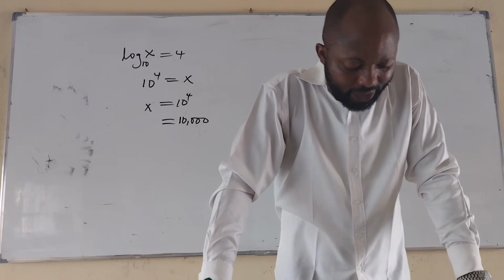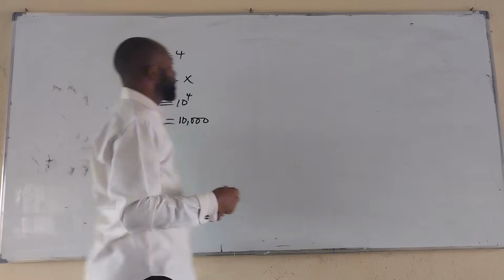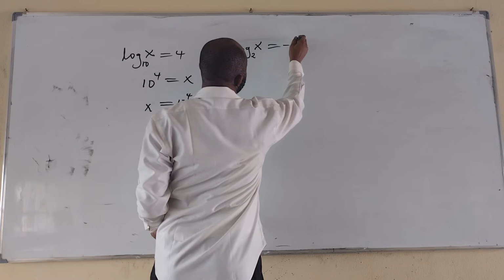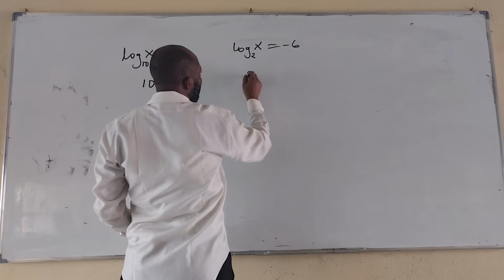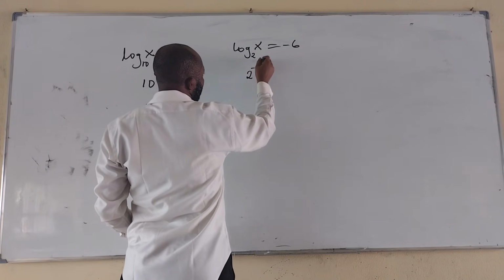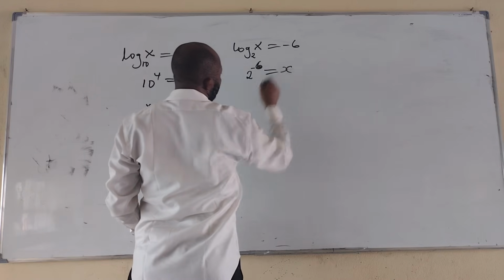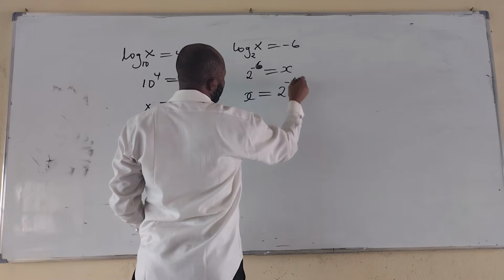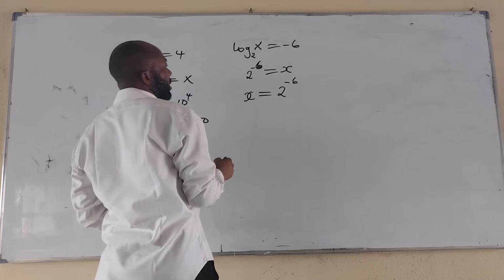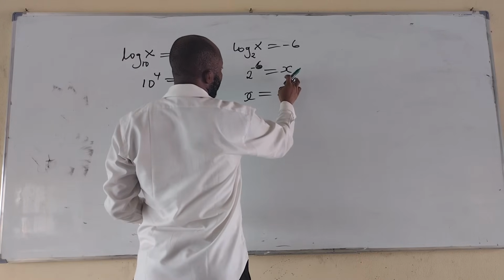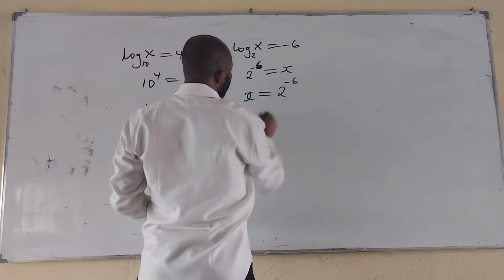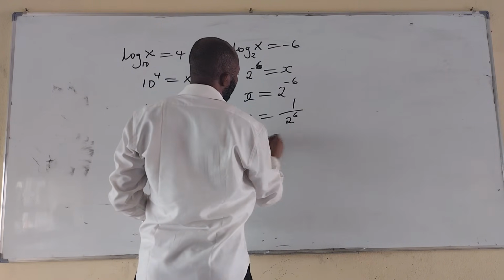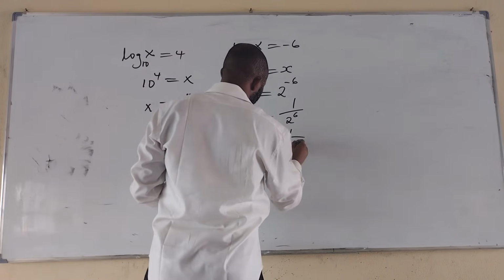Log x in base 2 is equal to minus 6. So I have 2 raised to the power minus 6 is equal to x. When a number is raised to a negative index, it is equal to the reciprocal of that number raised to the same positive index. So x equals 1 over 2 raised to the power 6, which is 1 over 64.